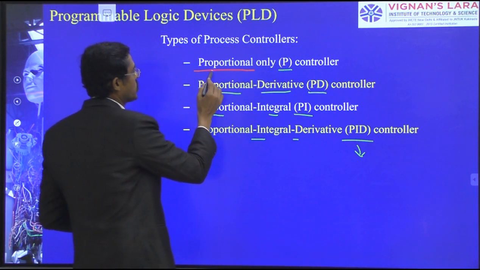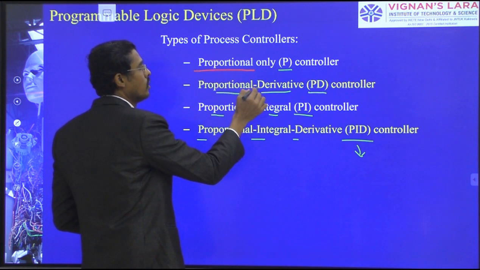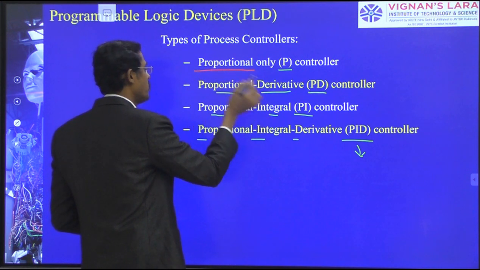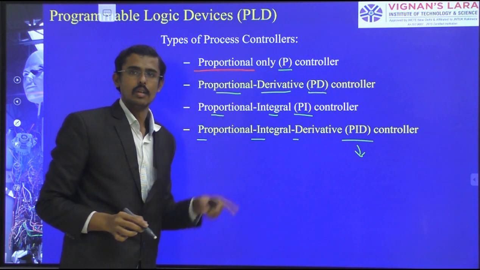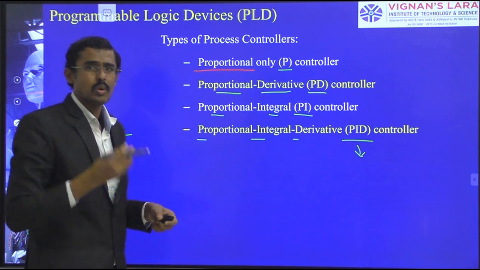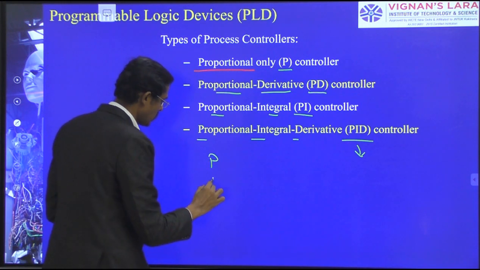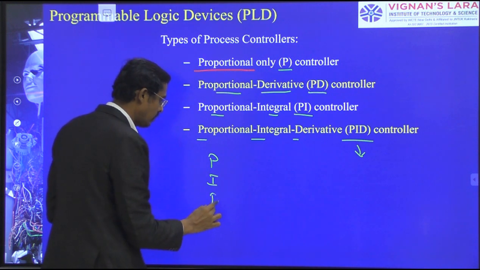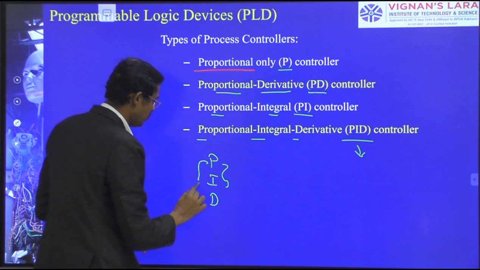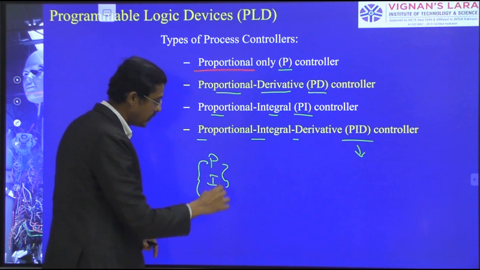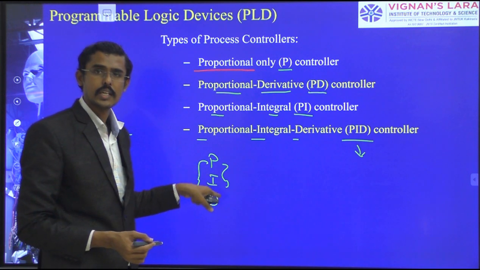So maybe a proportional, maybe an integral, maybe a derivative, or maybe a proportional derivative, a proportional integral, or a proportional, integral and derivative. Such cases are possible. But what are the three factors we should see now? Proportional, integral, derivative. Then this combination we can make: PI, PID, PD. So first we should know what proportional, integral, derivative are.